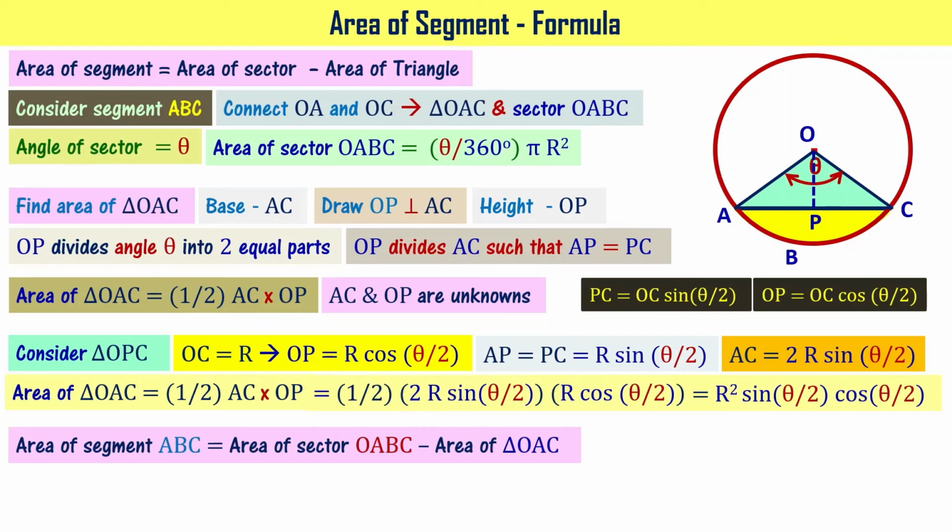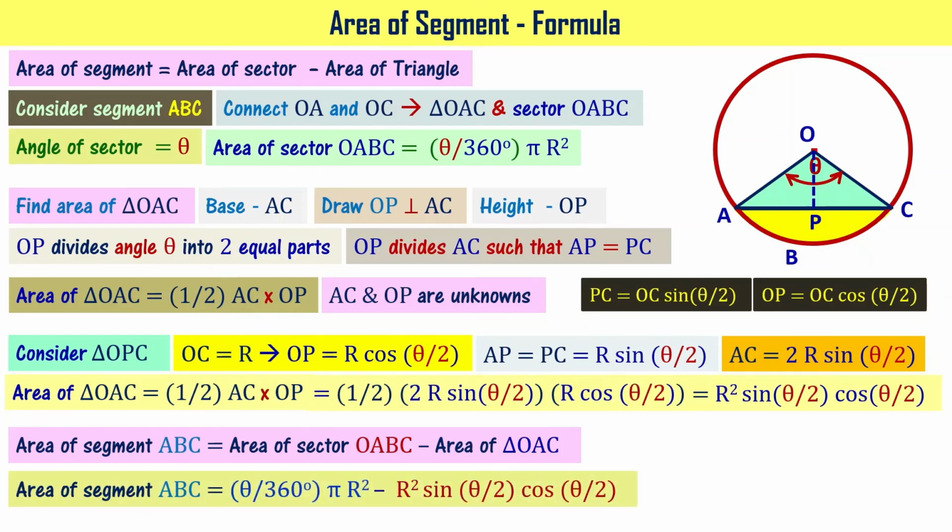Now let's go back to the area of segment formula. Area of segment ABC can be written as area of sector OABC minus area of triangle OAC, right? Let's substitute the corresponding expressions into this equation such that area of segment ABC can be written as theta divided by 360 degrees times pi r square minus r square sin theta by 2 cos theta by 2. Please note this formula.